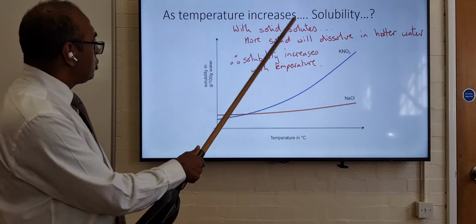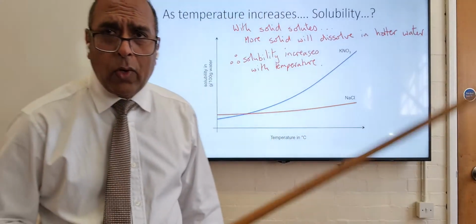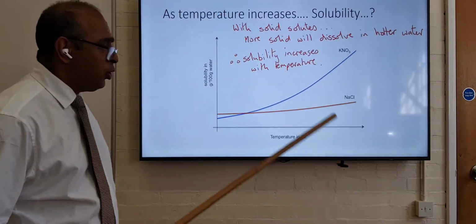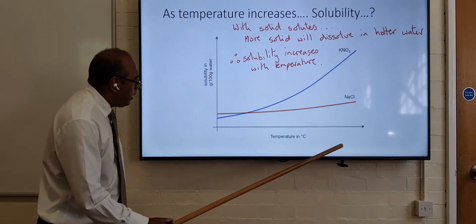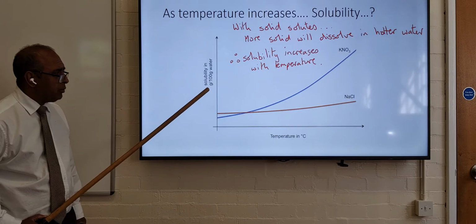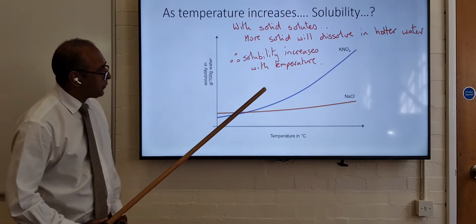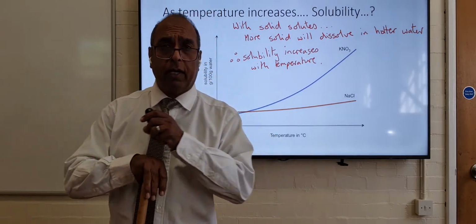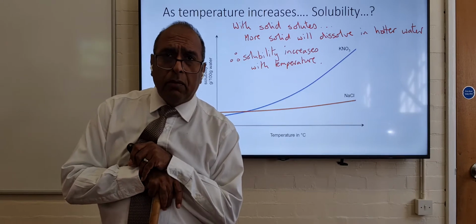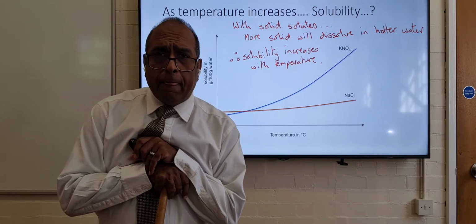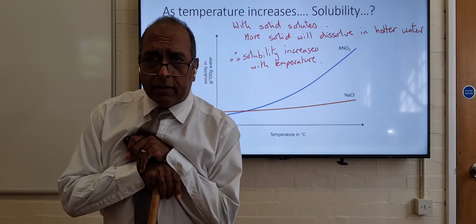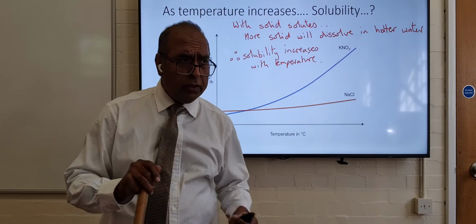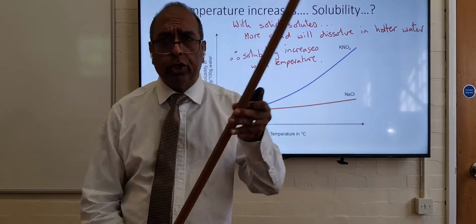These solubility curves tell you how the solubility changes as the temperature changes. As the water gets warmer and warmer, how does the solubility in grams per 100 grams of water change? And most of the time, with solids, as the water becomes hotter and the temperature increases, then more and more solute will dissolve. More solid will dissolve. So if you want a lot of solid to dissolve, you use hotter water.